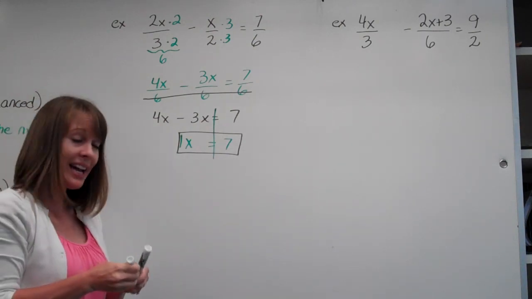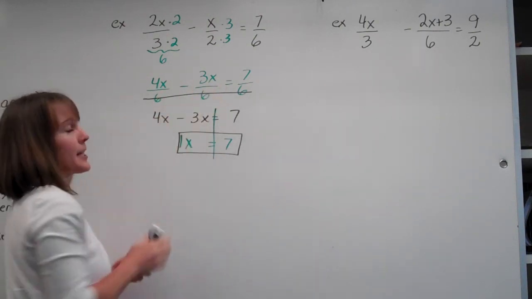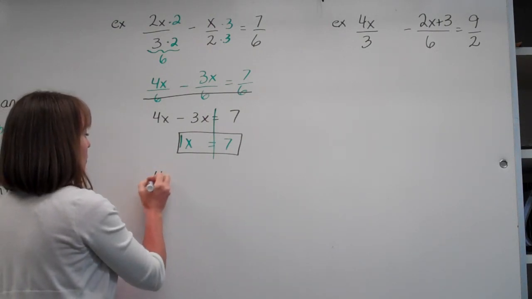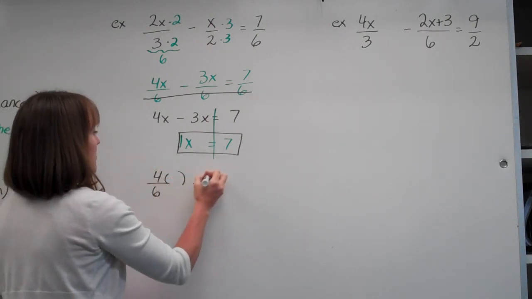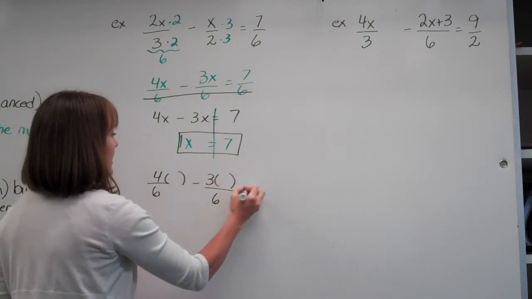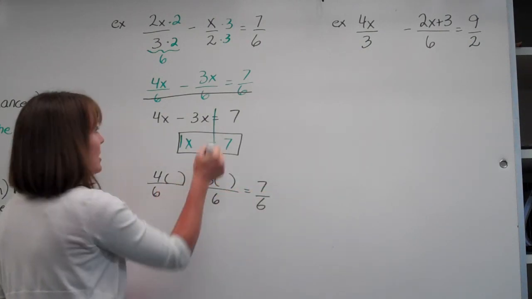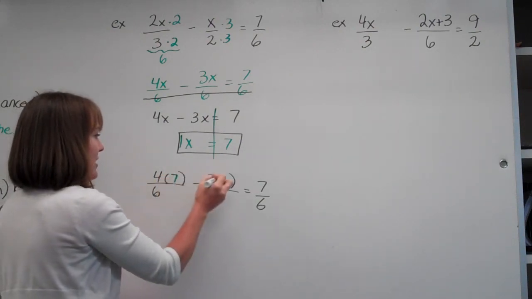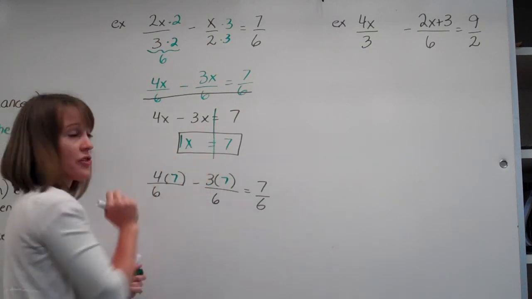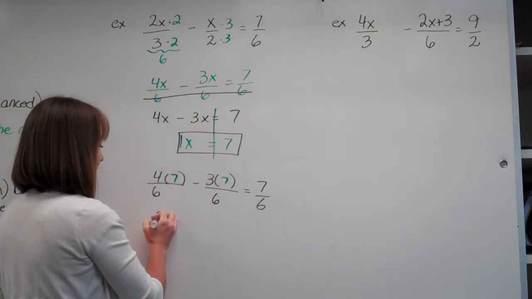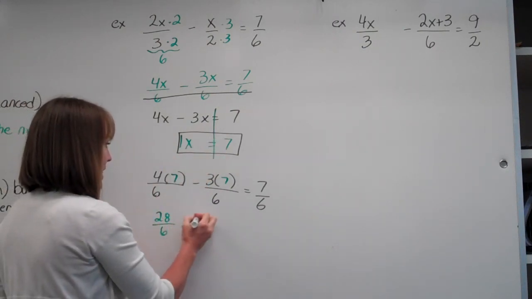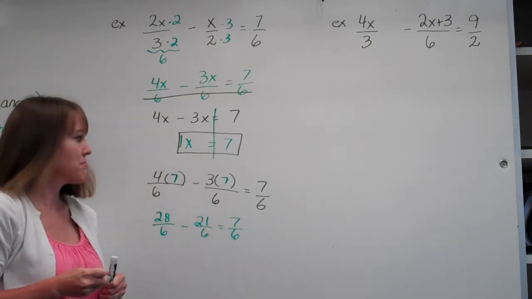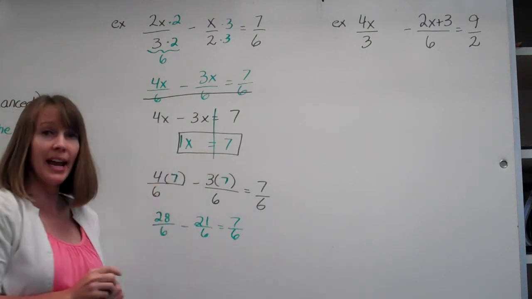All right, to check this, I'm going to go to this spot right here, and I'm going to say 4/6x minus 3x over 6 is equal to 7/6. I'm choosing right here because we're going to have to get the bottoms the same. I'm going to plug in my 7 here and here, because that's what we just found x to be equal to. And I'm going to get 28/6 minus 21/6. Does that equal 7/6? Yes, it does. So we know our answer works.